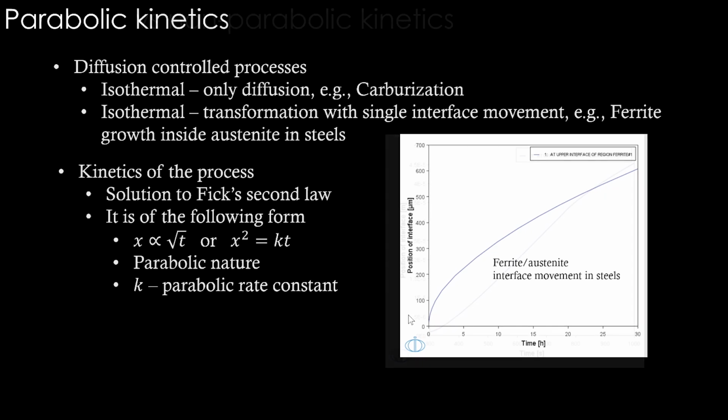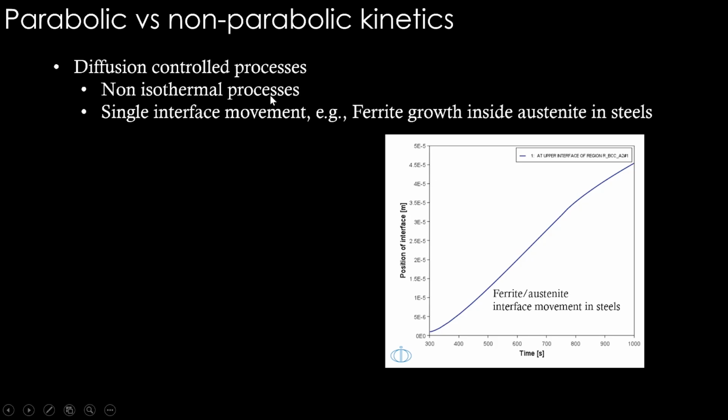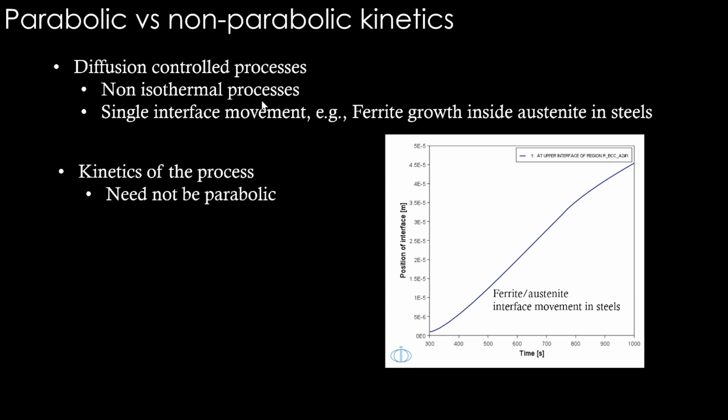In this class, what we have seen is this kind of curve. This is definitely not a parabola. So for diffusion controlled processes in non-isothermal conditions, even if it is single interface movement like ferrite growing inside the austenite, it need not have parabolic growth, because non-isothermal conditions make this rate constant, which is dependent on temperature, quite complex. So the kinetics of the process here need not be parabolic.